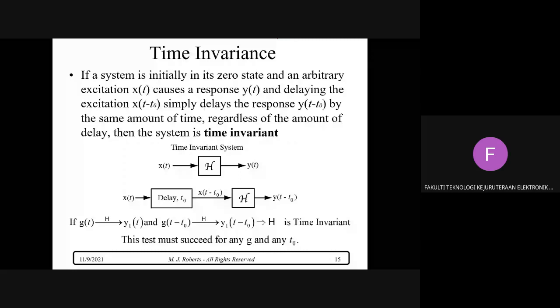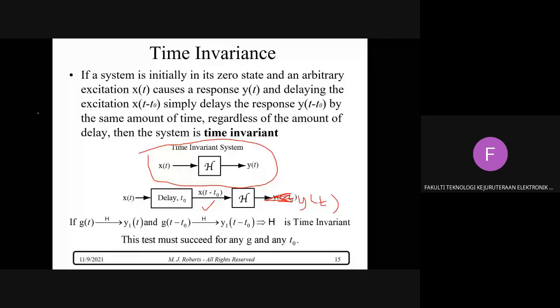Again, next is time variance or time invariance. If a system is initially in its zero state and an arbitrary excitation causes a response y(t), then delaying the excitation by t minus t naught simply delays the response. That is what is meant by time invariance. So if you have a time delay of minus t naught on the signal before it goes into the system, the output also follows the same delay, minus t naught.